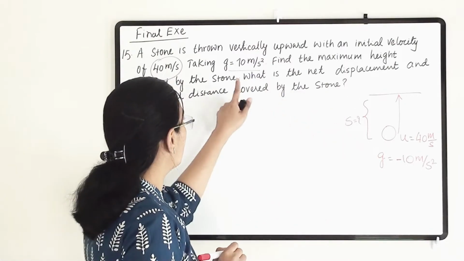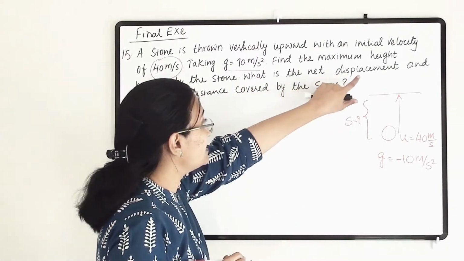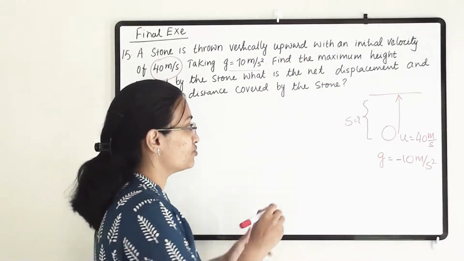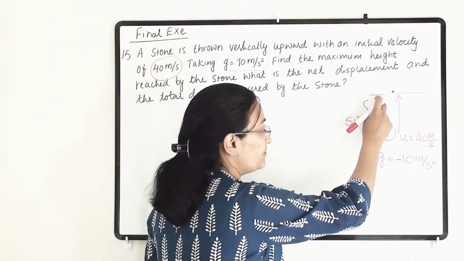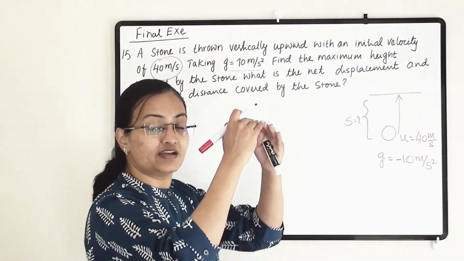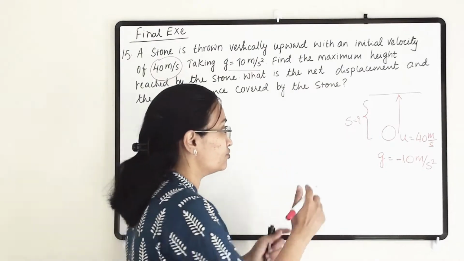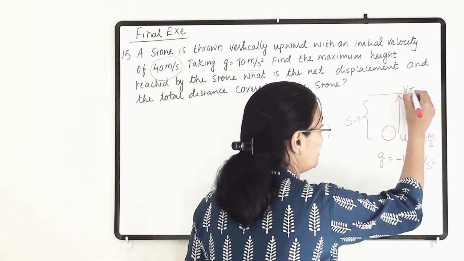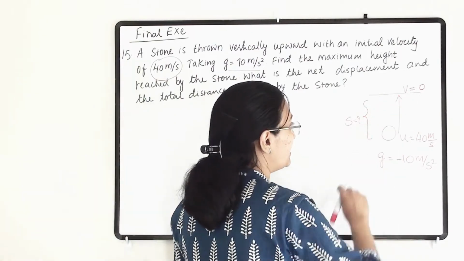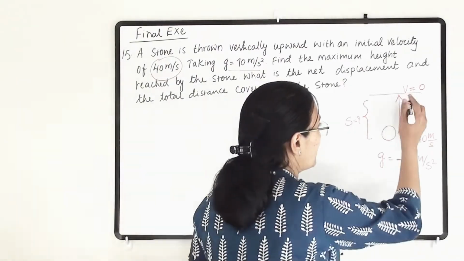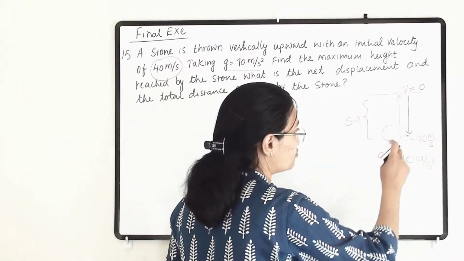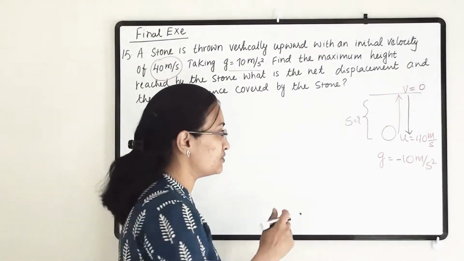So how much distance it will cover by reaching till the top, that we have to find out. And what is the net displacement and total distance covered by the stone. So once it goes up, it will stop at one point and again it will come back. At that point its final velocity is going to be 0, and after that it will start coming back.